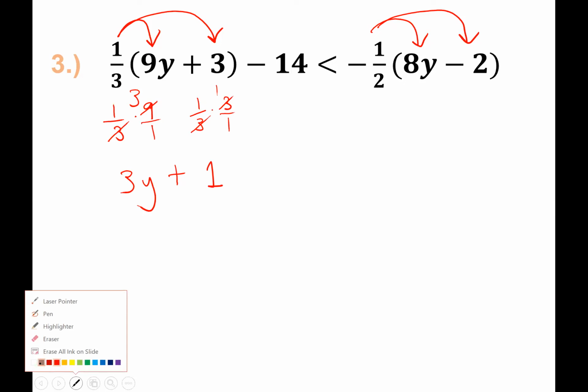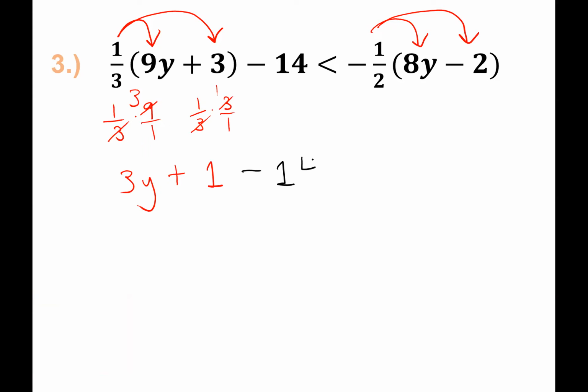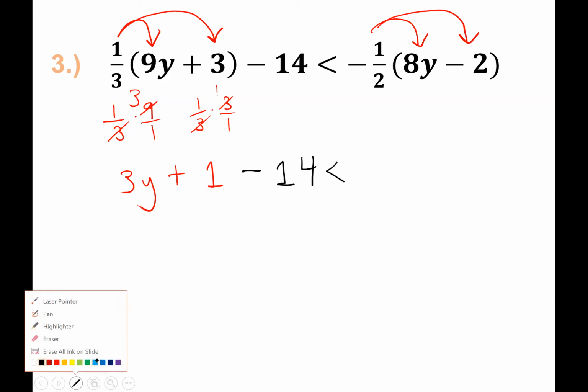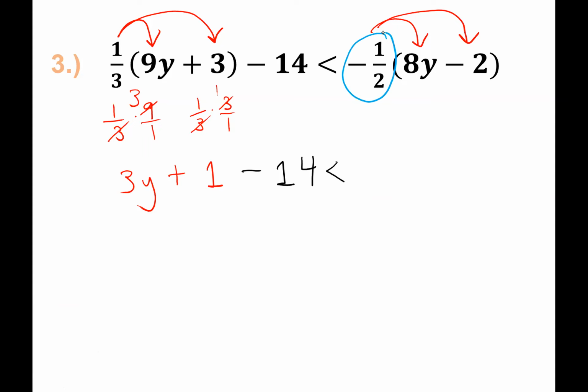Then the parentheses were closed. So the minus 14, just bring that down. Don't distribute to that because it was not in parentheses. So just copy it down and then your less than sign. Then on the other side, we're also going to distribute. This time we're distributing a negative 1/2. So be careful distributing a negative. Your signs are about to change.